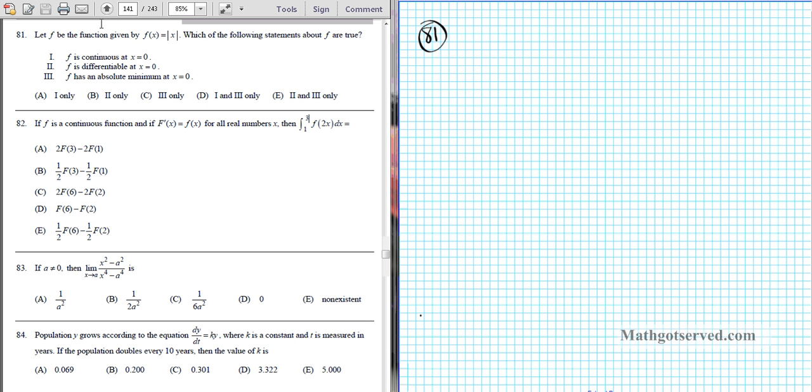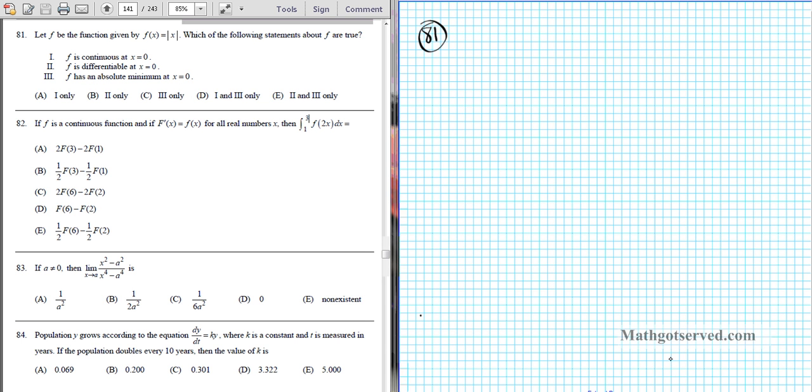All right, so let's take a look at 81. It says, let f be the function given by f of x equals the absolute value of x. Which of the following statements about f are true? Option 1, f is continuous at x equals 0. Option 2, f is differentiable at x equals 0, and the last option, f has an absolute minimum at x equals 0.